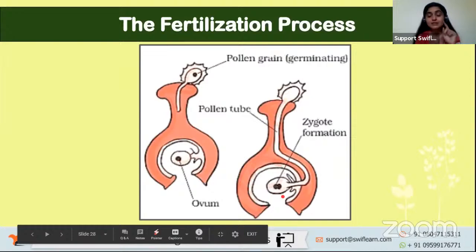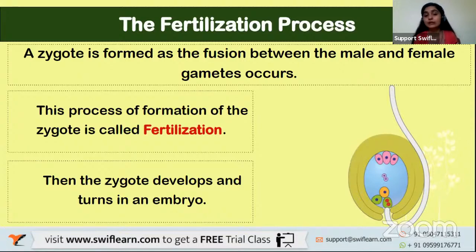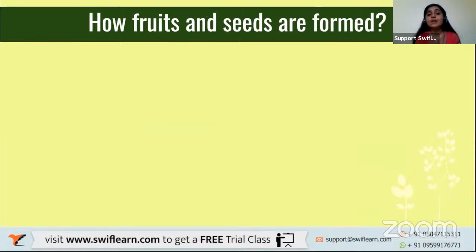Right? Let us once more go back and read the definition to make it more clear, where it says, a zygote is formed as the fusion between the male and the female gametes occurs. This process of formation of the zygote is called fertilization. That is right here shown in your picture, right?